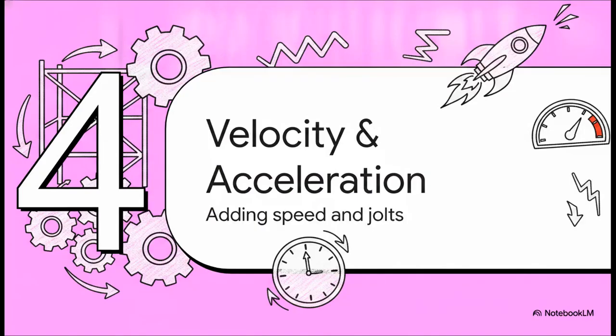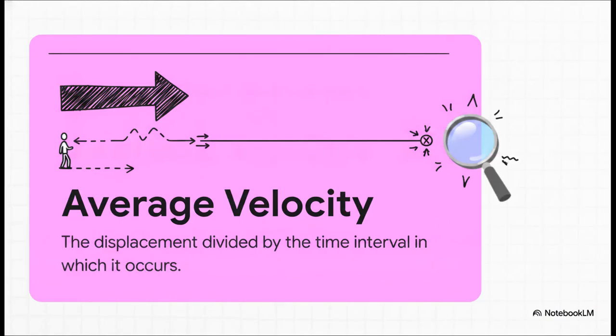All right, Section 4, velocity and acceleration. Time to add some speed and jolts to the mix. What's really fascinating here is that average velocity is calculated specifically using displacement, not total distance. And because velocity uses displacement, it inherits that vector property we were just talking about. That means when we discuss velocity, we must include a direction. A positive velocity means moving forward relative to our origin, and a negative velocity means moving backward. It's not just about how fast you're going, it is entirely about where you're heading.